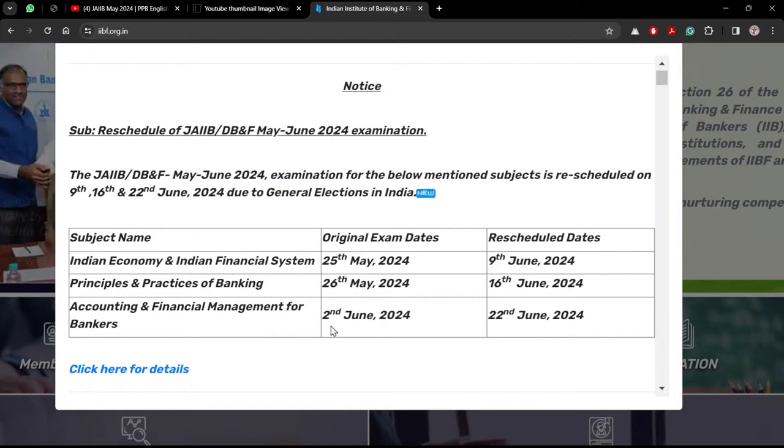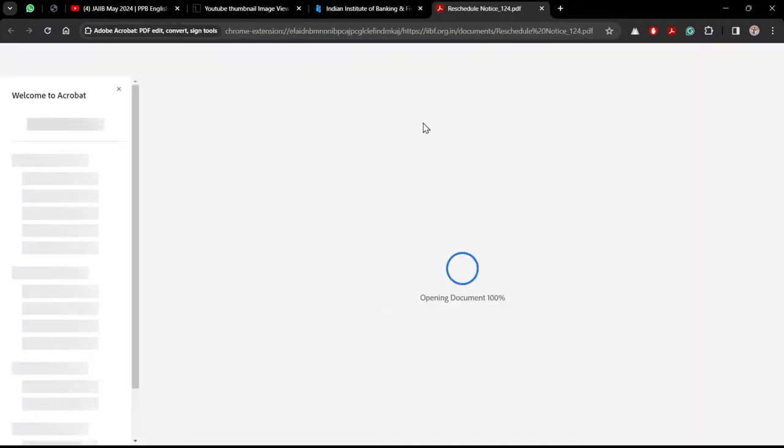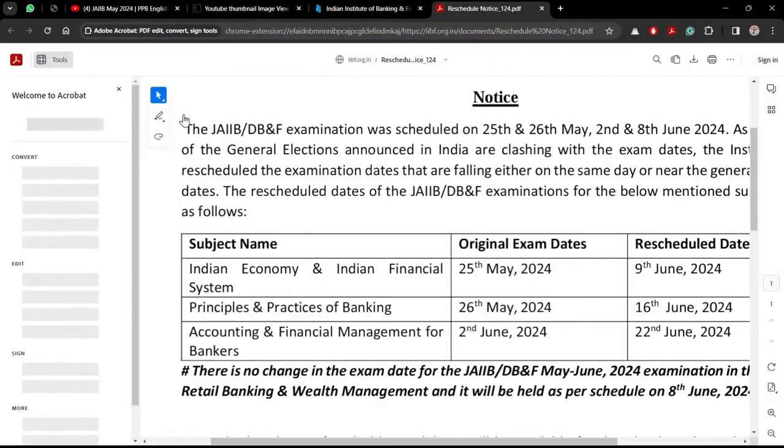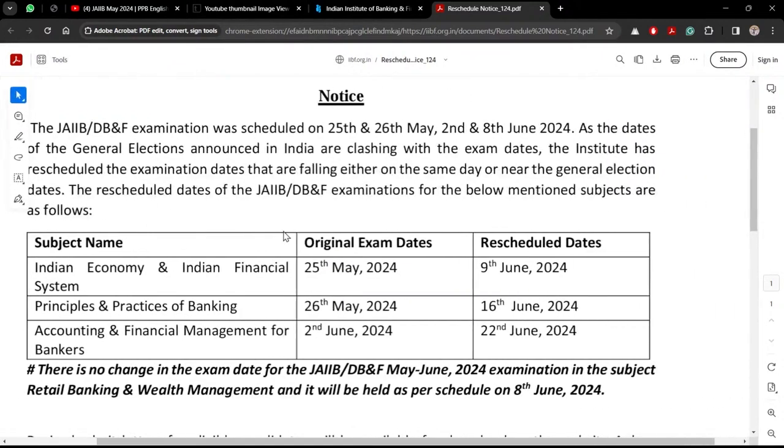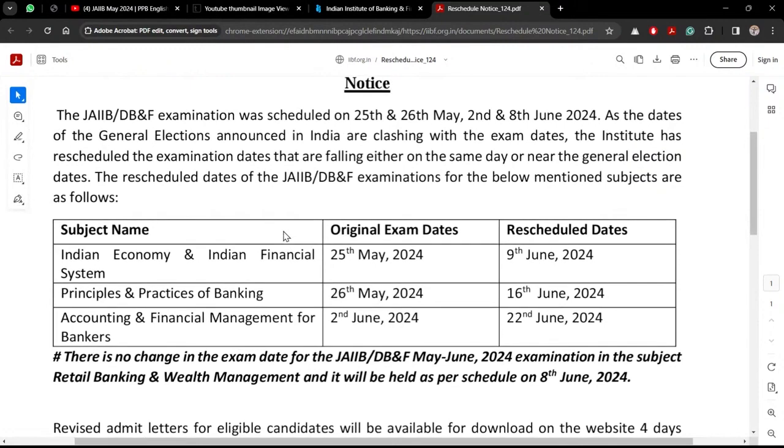In place of 2nd of June, it will be on 22nd of June. So all the three papers' dates have been changed, but what about Retail Banking and Wealth Management? No changes have been done in the RBWM paper. You can see the RBWM paper will be on the same date, that is 8th of June. So your paper will start from 8th of June.